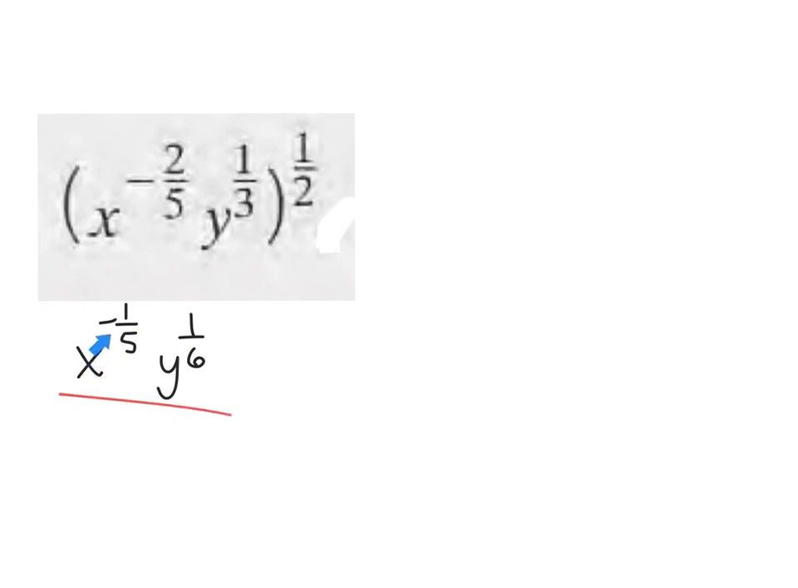So where does this go? What do I do with this? Oh, you flip that puppy. I just take the whole thing and slide it down, and then the power becomes positive. Okay? So I get y to the 1/6 over x to the 1/5. Am I done now? Absolutely.